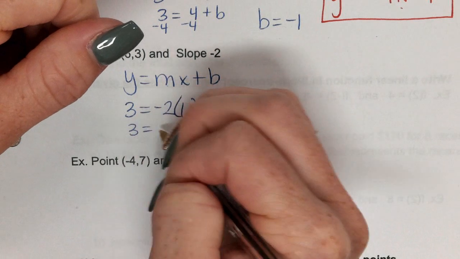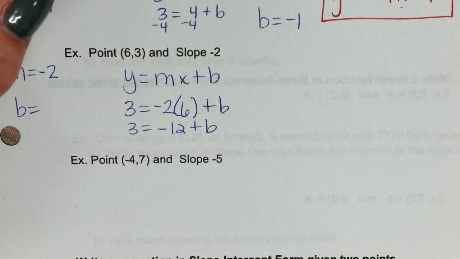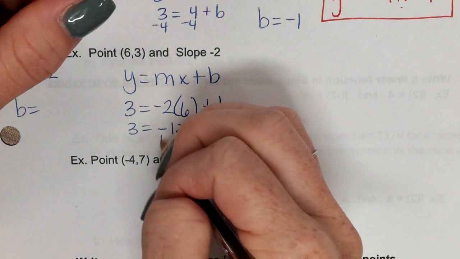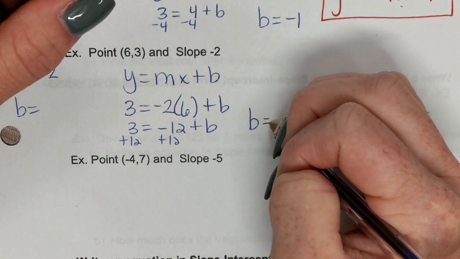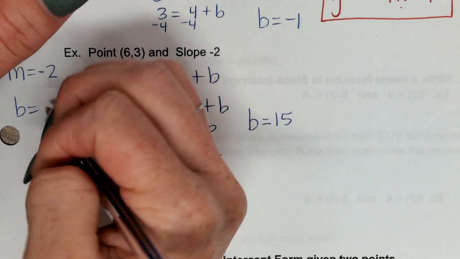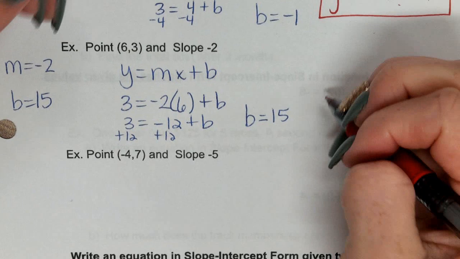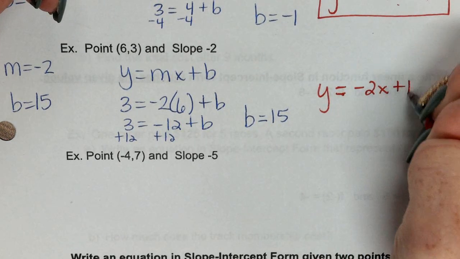So I have 3 equals negative 12 plus b. How do I get b by itself? Plus 12. And 3 plus 12 is 15. So my b is 15. I have an m. I now have a b. Can I write an equation? So y equals negative 2x plus 15.